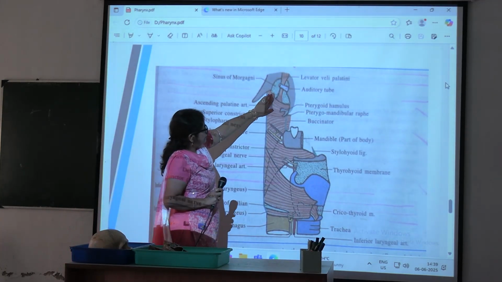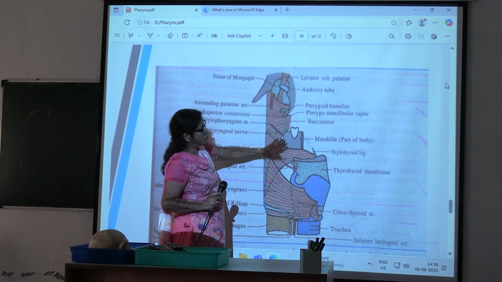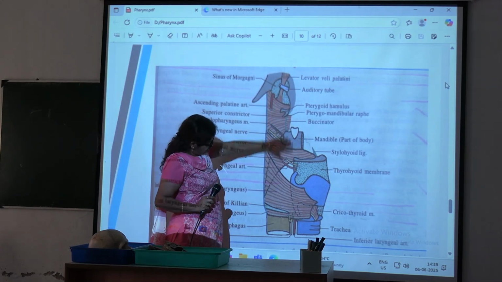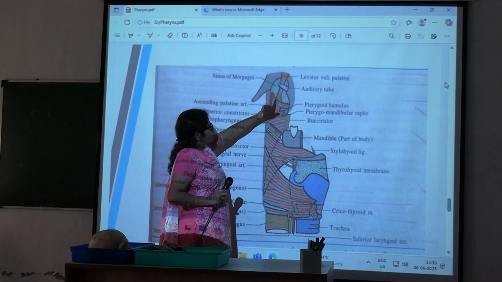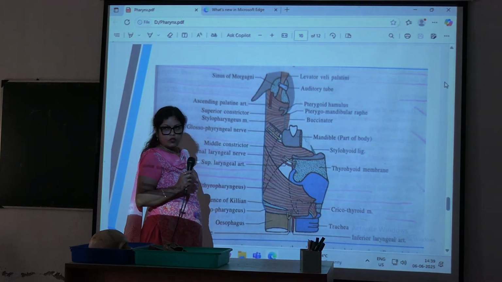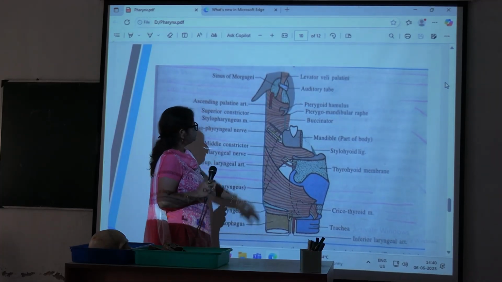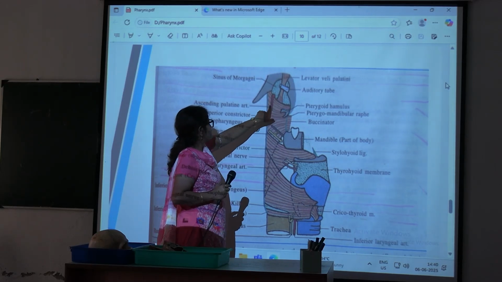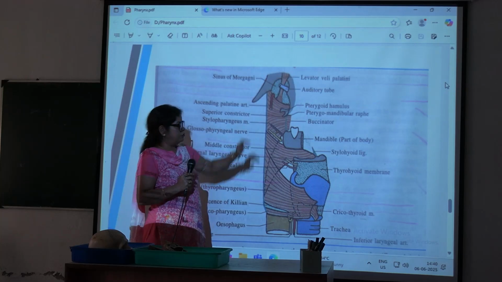Now you can see that some structures are coming out in between the constrictors. You have to remember the nerves in between the constrictors. First of all, above the superior constrictor, the important structure is the auditory tube. This place is known as the sinus of Morgagni. Also remember the muscles and the artery, but you have to remember the auditory tube.